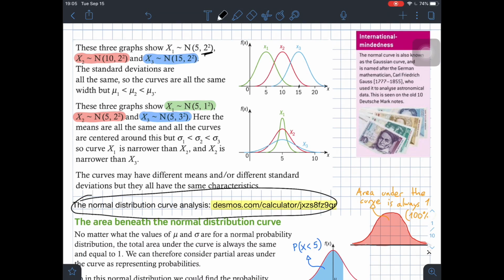I'm leaving the link here for you to try it on your own, but I want to show you what this is about. It's basically what we were just talking about, changing the mean and standard deviation of the normal curve distribution.